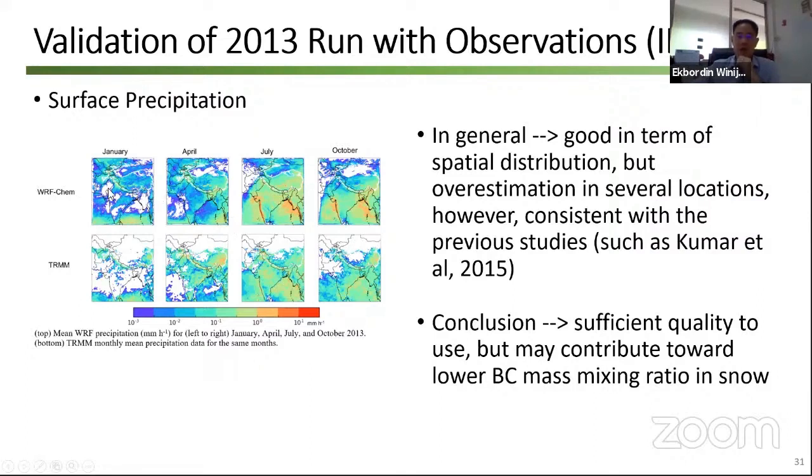But anyway, if we look at the color scale, we can see that WRF-Chem in this study usually predicts higher precipitation, which later you can see leads us to predict lower concentration of black carbon in terms of wet and dry deposition, because of the higher precipitation estimate.